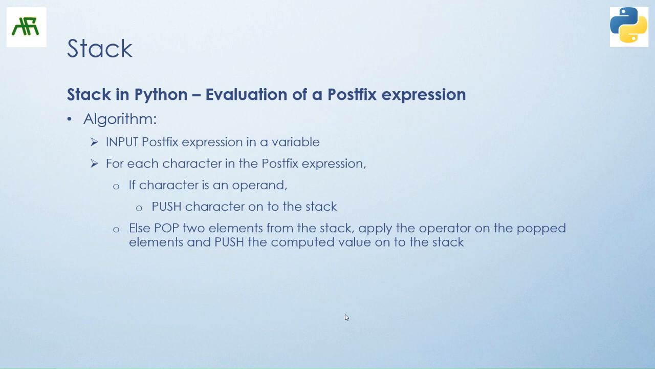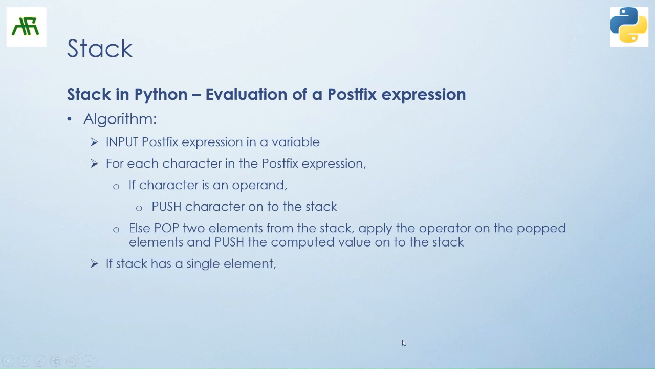Else, pop two elements from the stack. If it is not an operand, you need to find the operands, right? Because in the postfix, remember we have operands first, and an operator on those operands coming after them. So you're going to find two operands to operate with. So pop two elements from the stack, apply the operator on the popped elements and push the computed value onto the stack. So I have two operands taken out, and then the operator is applied on those operands. Push that onto the stack.